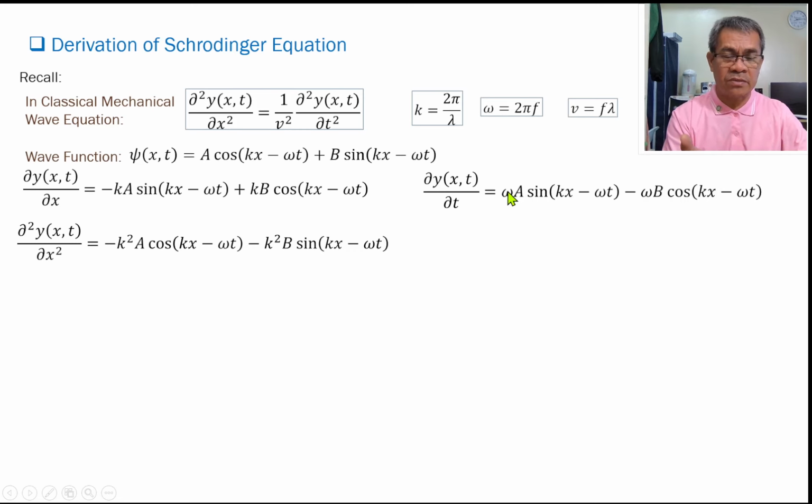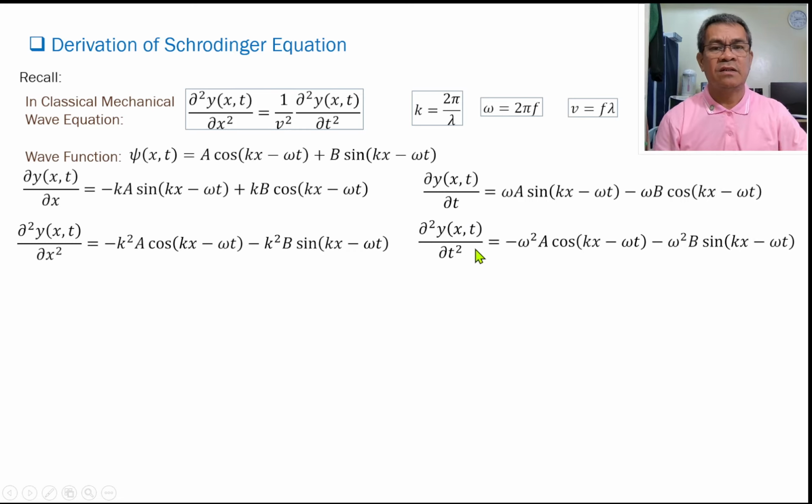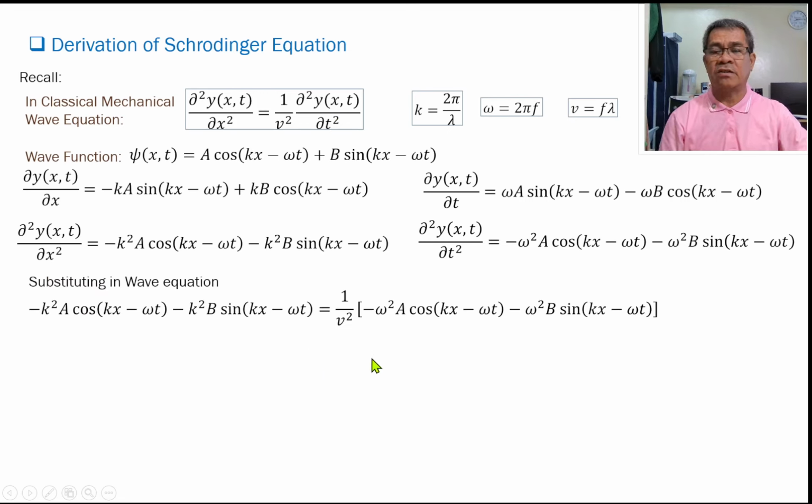That's why we come up with omega, the first term. Then differentiate again, so we have the second order derivative of that wave with respect to time squared. So we come up with this result: omega squared, and we notice k squared, because this is position dependent and this is time dependent. Okay, so we are now ready to substitute the second order derivative of position and the second order derivative of time, then this will be the result.